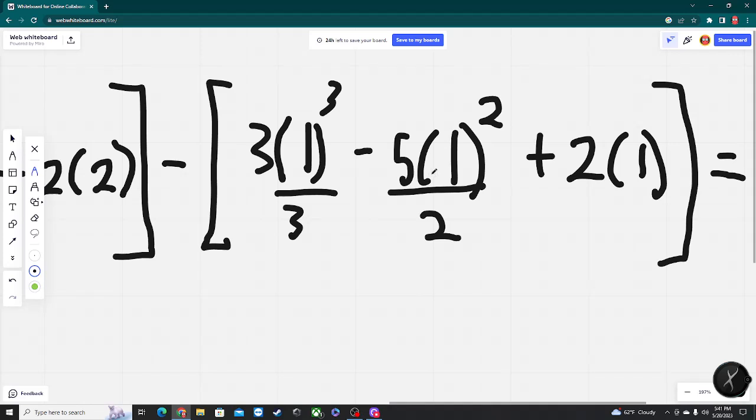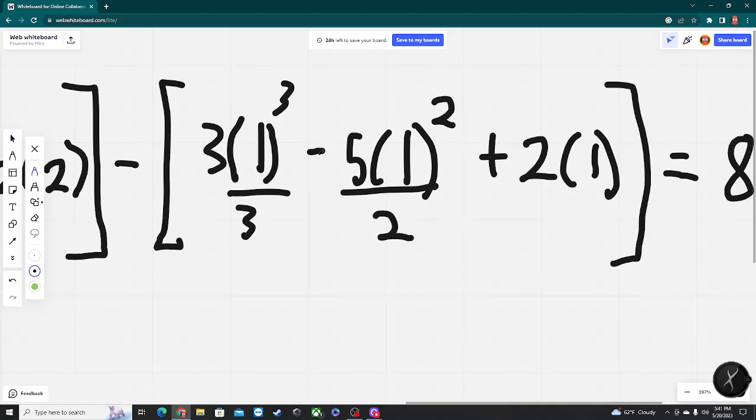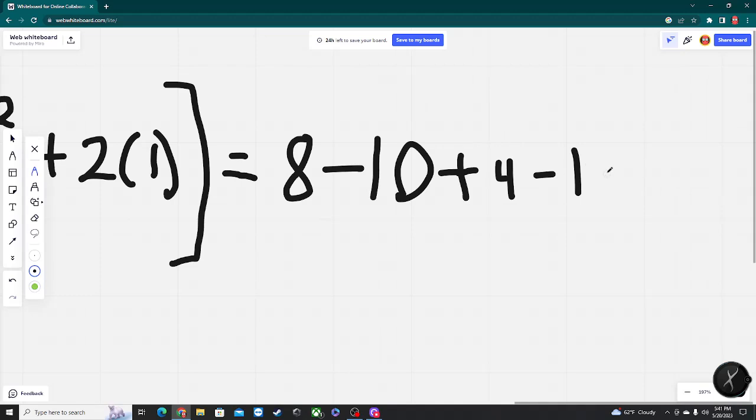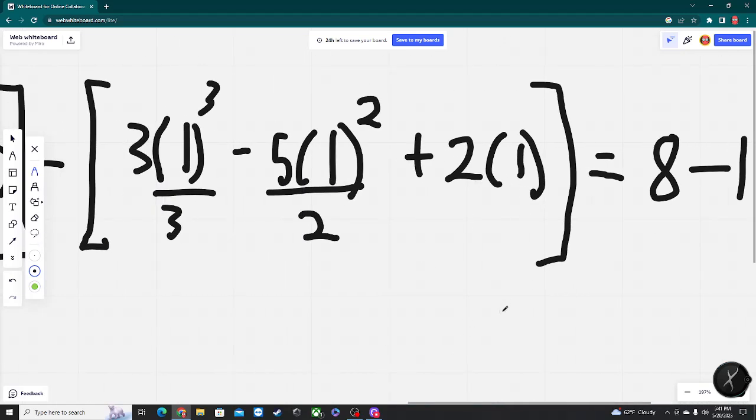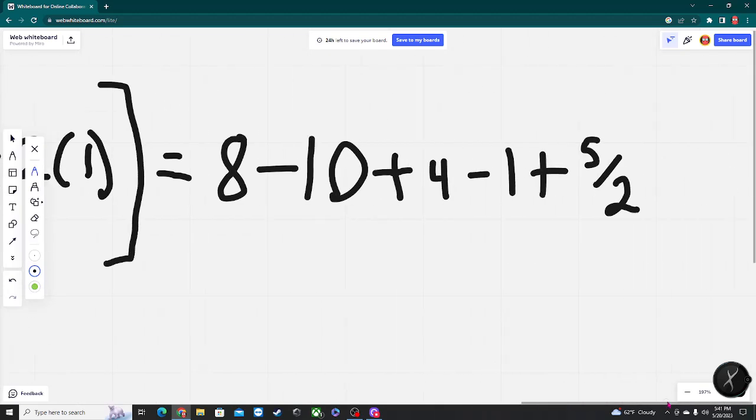Now our next problem, 1 to the second, that's just a 1. 1 times 5, that's 5. 5 over 2. Remember, we have our minus already, but we're going to distribute the minus again. Now we have plus 5 over 2. So not so bad so far. Now our last part, 2 times 1, that's just 2. So now we have plus 2.